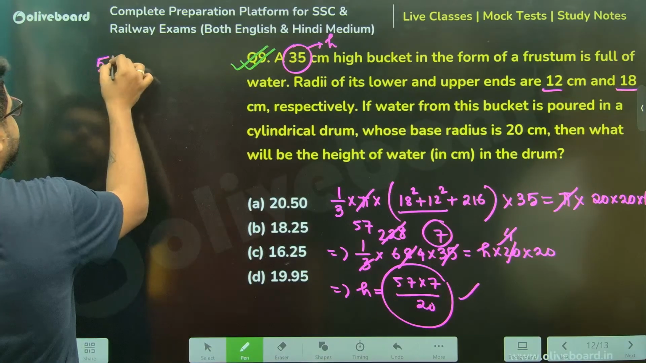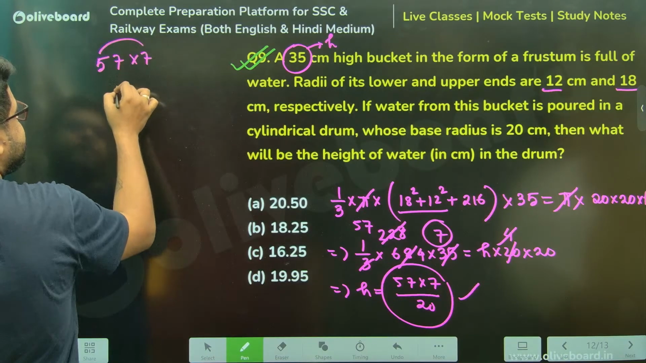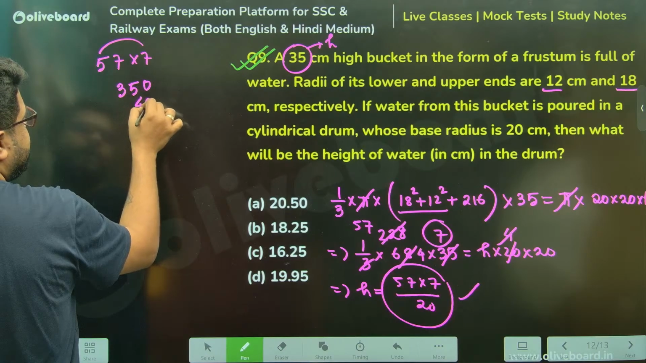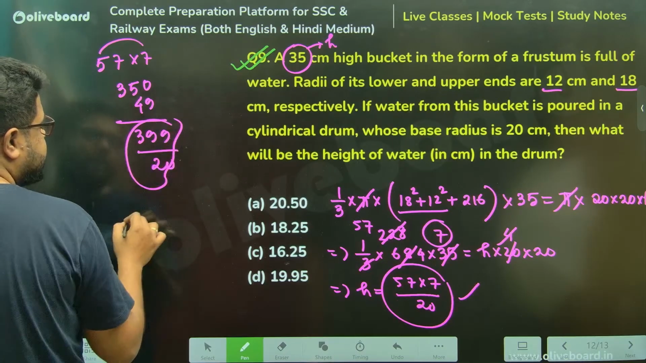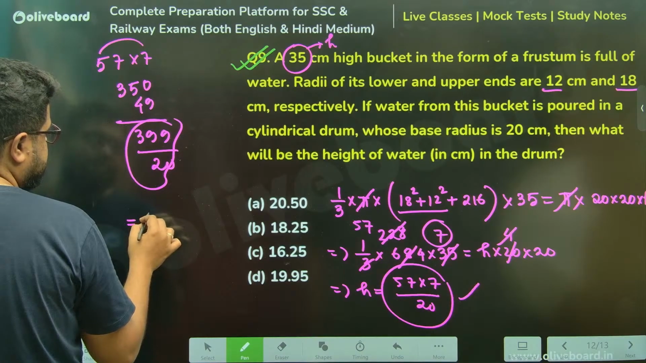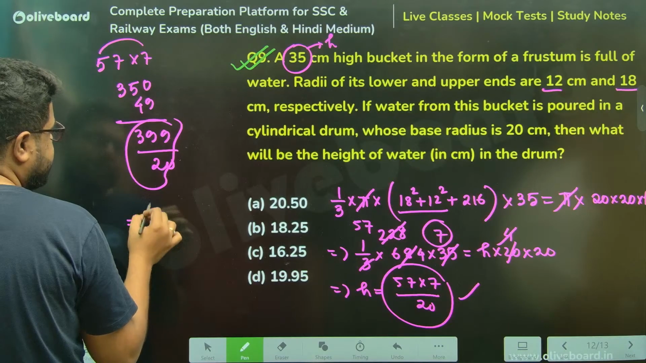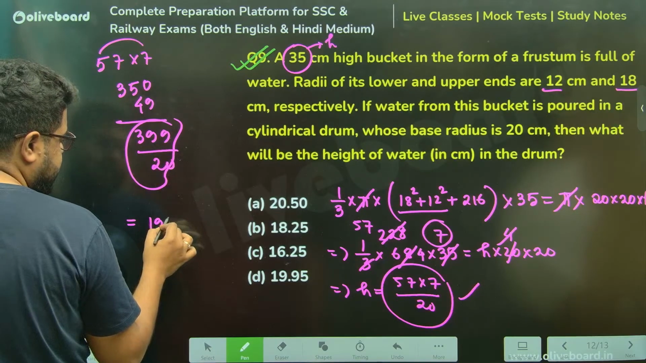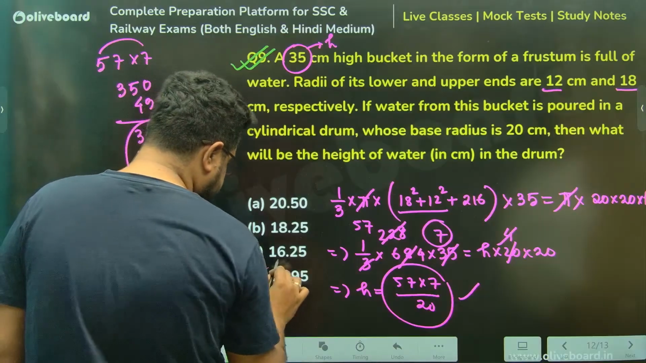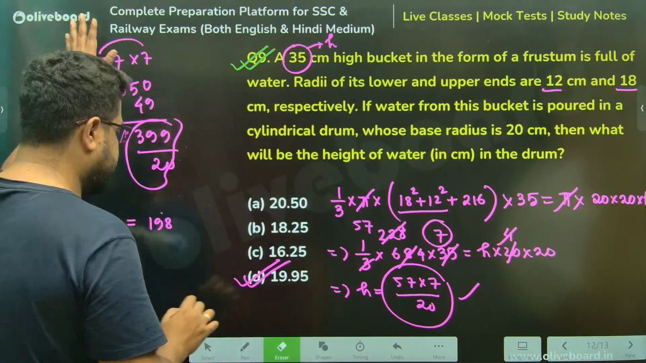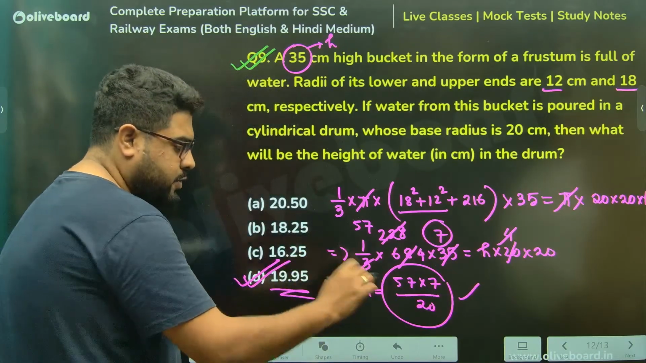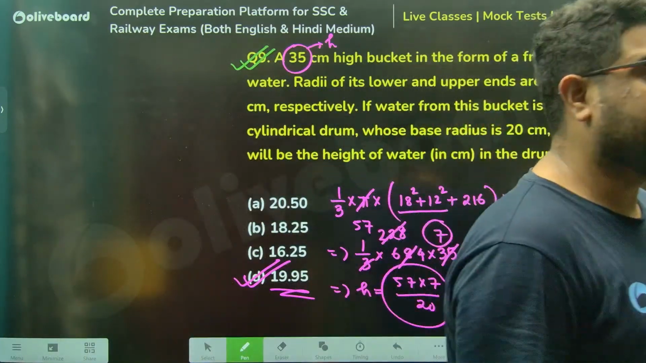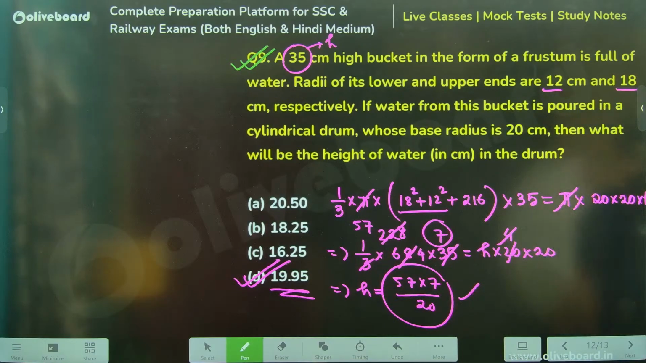What is the best way of doing 57 into 7? 5 7s are 350 and 49, so this is 399 by 20. Dividing by 2, 19 2s are 38 and 19, meaning 19 point something. Option D is the only possible answer. So this is how we got to the answer. We had to do a couple of lines of calculation at the end, but that's quite expected.